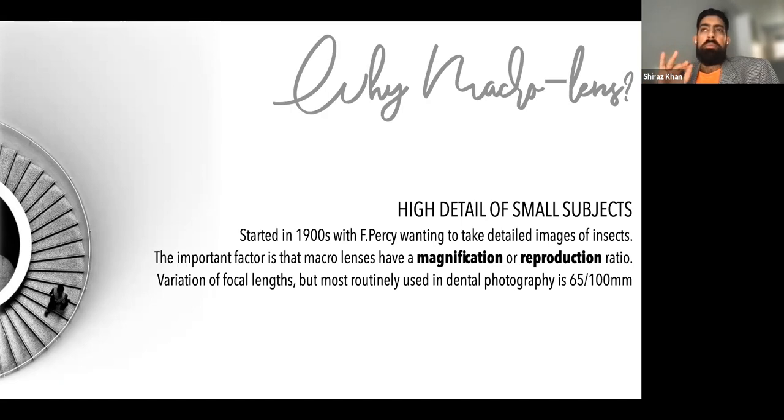So some people say, well, I don't use a macro lens. Well, actually, your photos are being sub-optimized for the oral cavity in general, because we need to take quite a lot of detail of very small items, and they have something called a magnification or reproduction ratio. Now, most people use either 100 or a 65 or a 75 or a 105. That's a focal length. In essence, for ease and lack of complication, it's basically how far you are from the patient in rough terms.